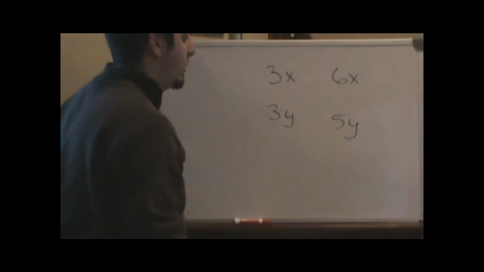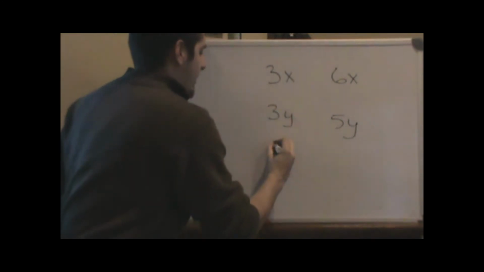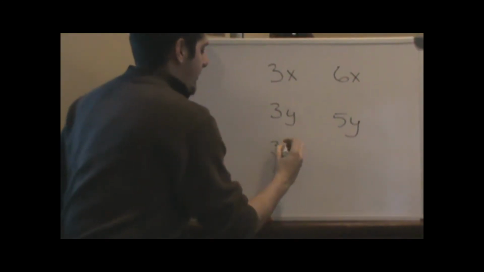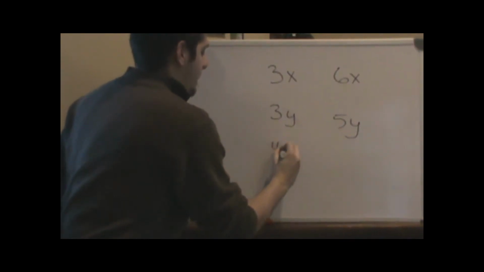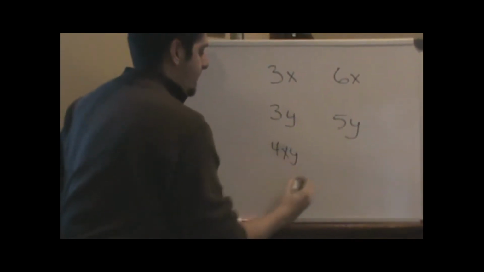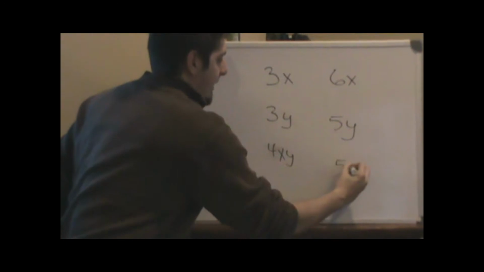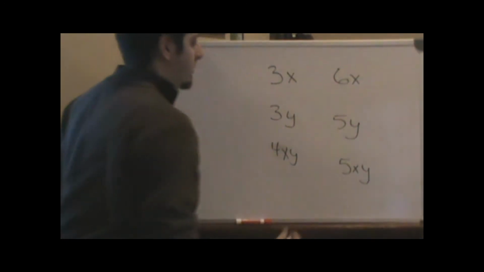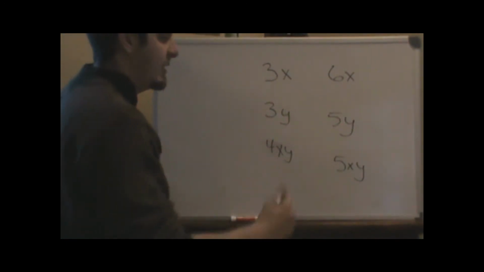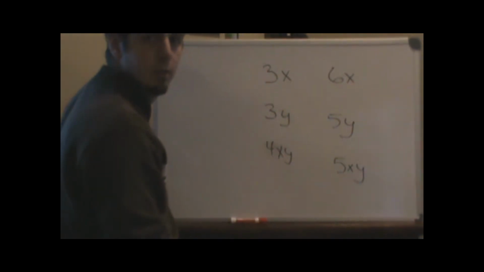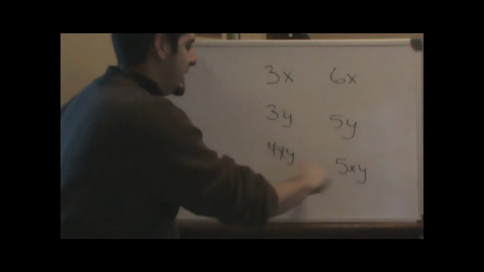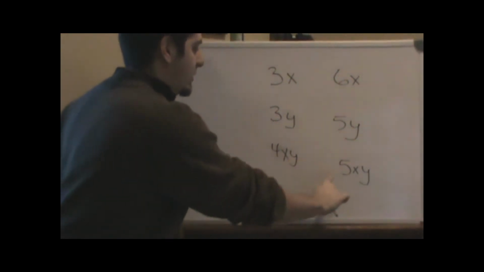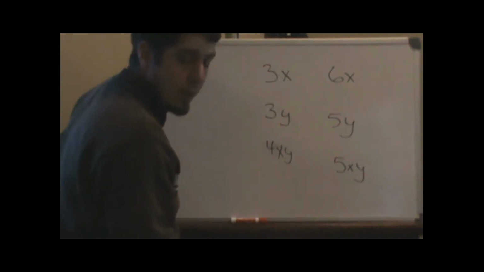3x and 6x both ended in x. 4xy and 5xy are like terms. They both end in x and y. They both have the same two variables on the end of them, so these can be added for an answer of 9xy.